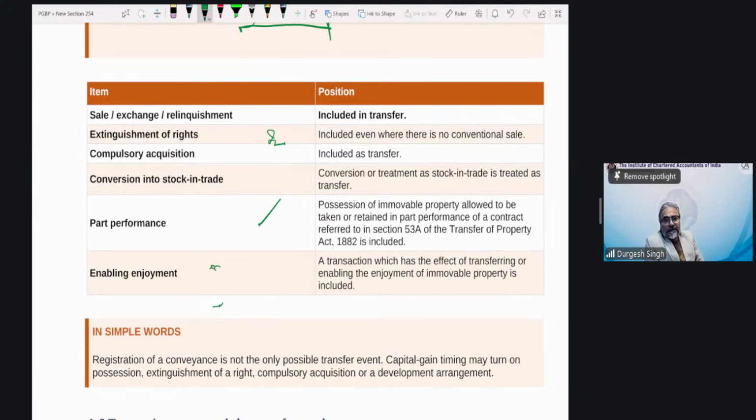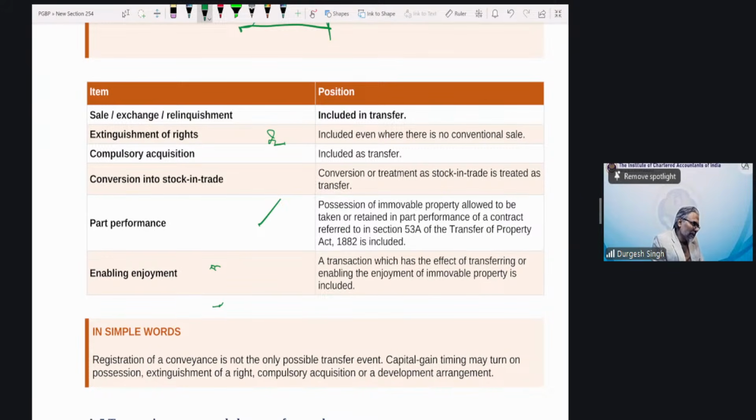Part performance. What exactly is it? Possession of immovable property, allowed to be taken or retained in part performance of a contract referred to in section 53A of the Transfer of Property Act, 1882, is included. So students, tell me one thing. Part performance would be considered as transfer.